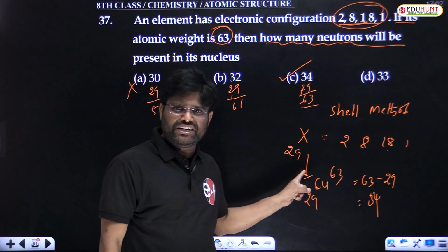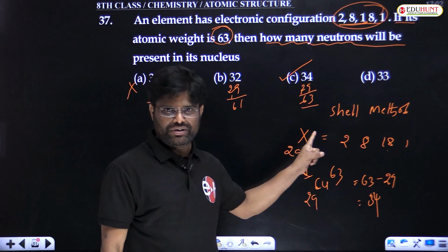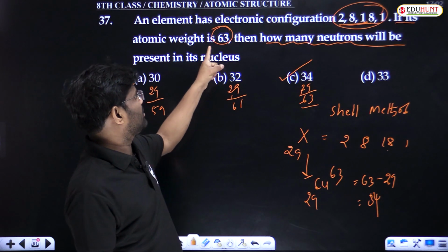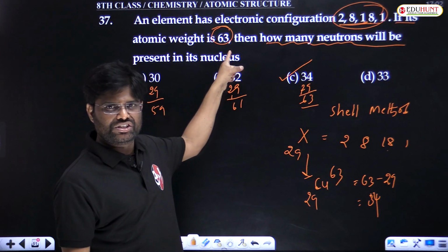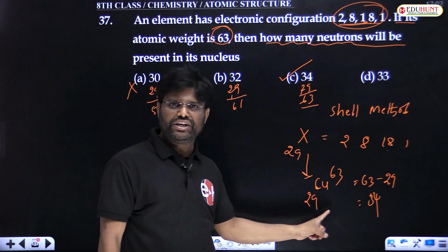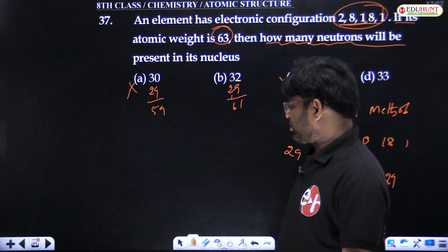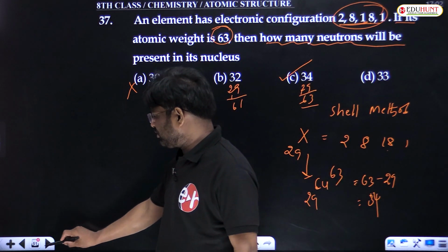Write the electronic configuration, 29, and the mass number is also given. Mass number is nothing but atomic mass, only 63. 63 minus 29, how much is it? The answer is 34. So the 37th question is over.